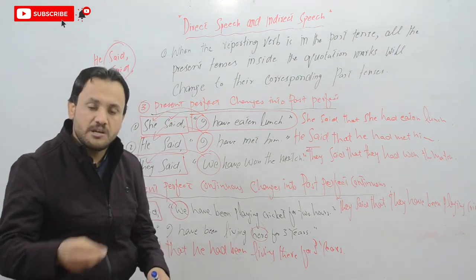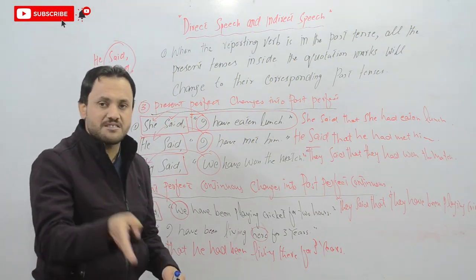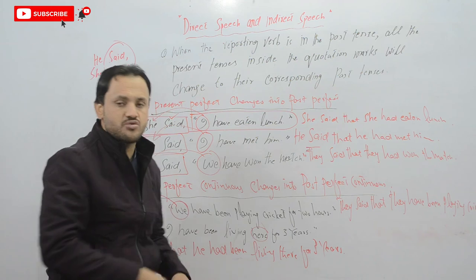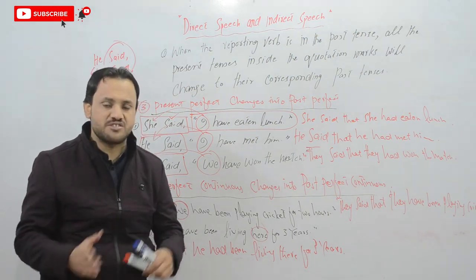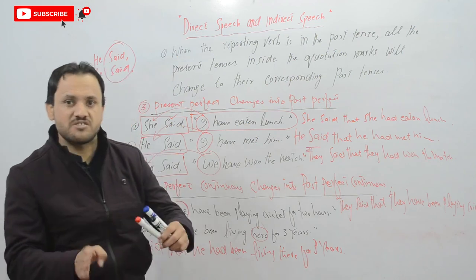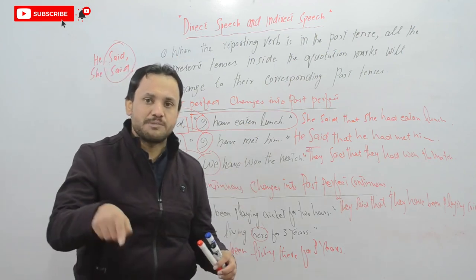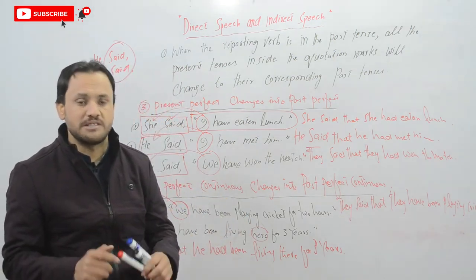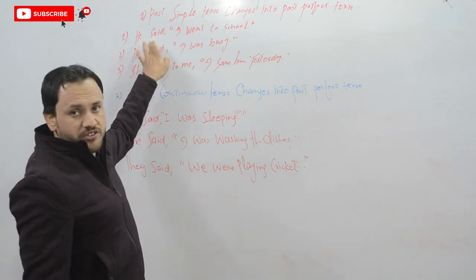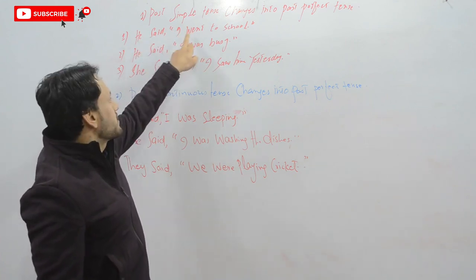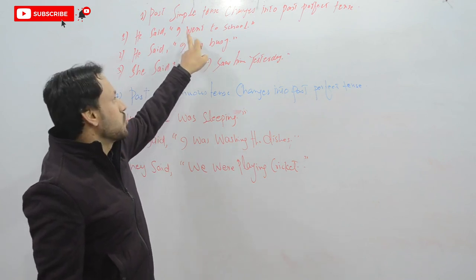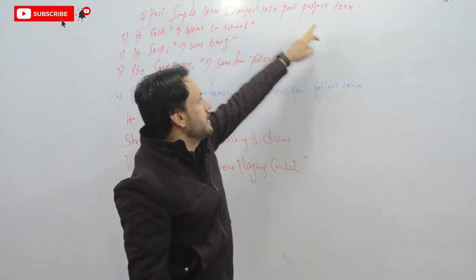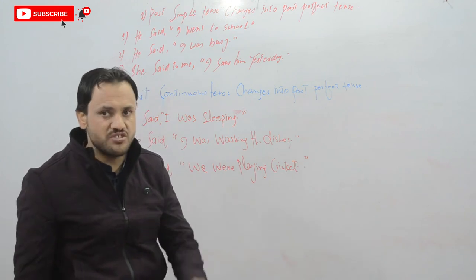So that is how to change present perfect tense. Present perfect tense changes into past perfect tense. Present perfect continuous changes into past perfect continuous. Now let's have a look at past simple tense. Past simple tense is changed into past perfect tense. If the reporting verb is in simple past tense, the reported speech is also in simple past tense, and simple past tense changes into past perfect tense.